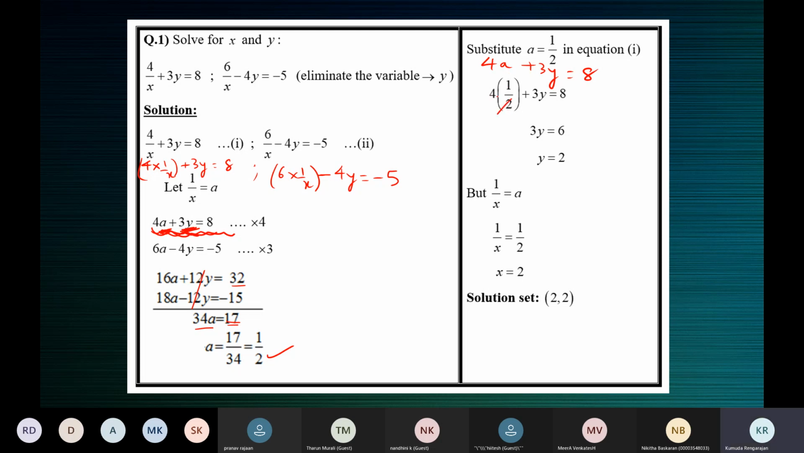So it will be 4 into 1 by 2. 2 ones are 2, 2 twos are 4. So 2 plus 3y is equal to 8. So 3y is equal to 8 minus 2. 3y is 6. y is equal to 6 by 3, which is 2.